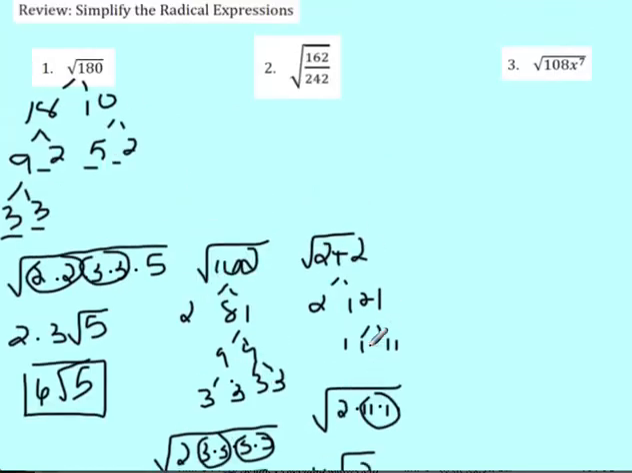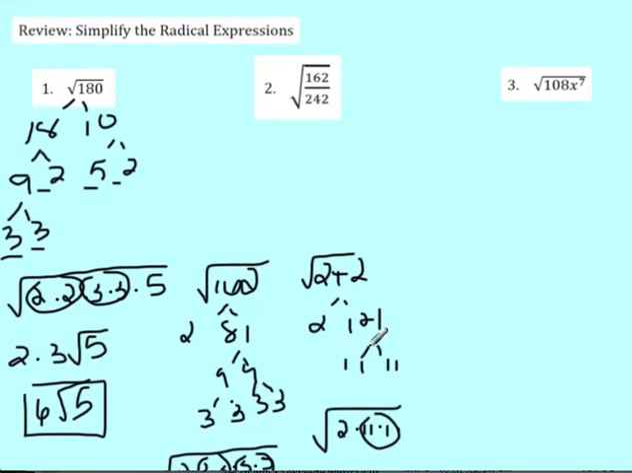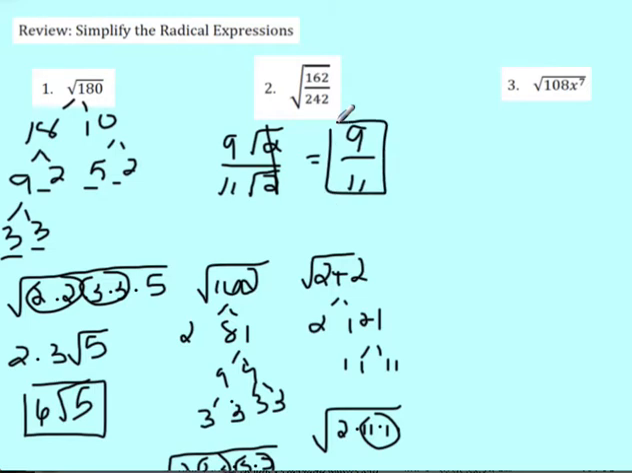So what I'm going to do is write it as one fraction over itself. So I'm going to have 9 square root of 2, because that's what we simplified 162 down into. And then for 242, we have 11 square root of 2. So I can cancel out the square roots of 2. And then I end up getting 9 over 11. Now taking a look at number 3.